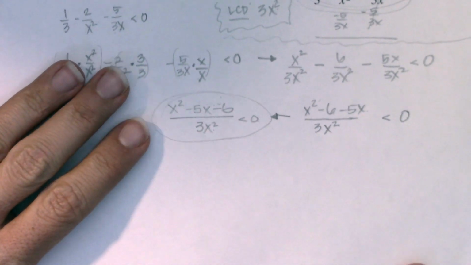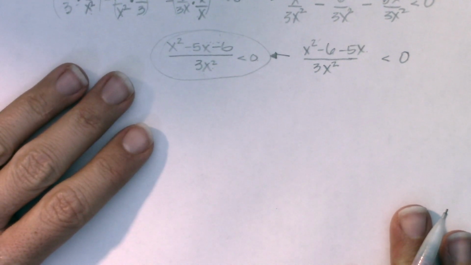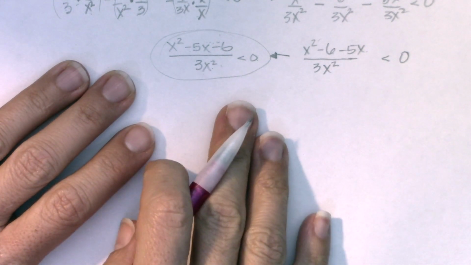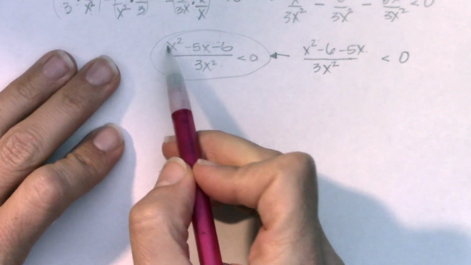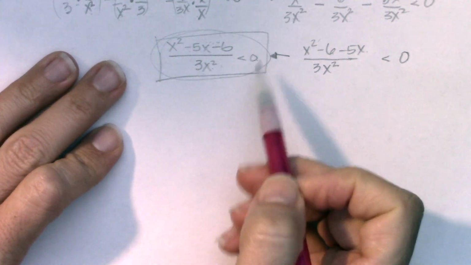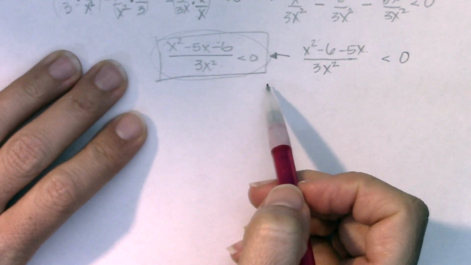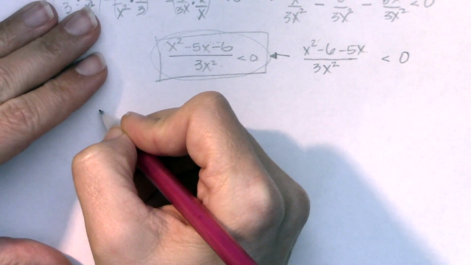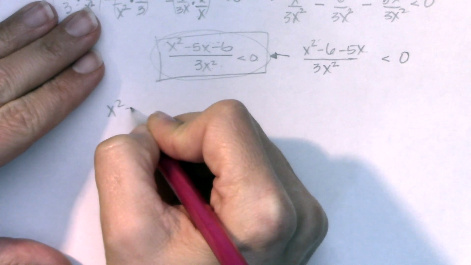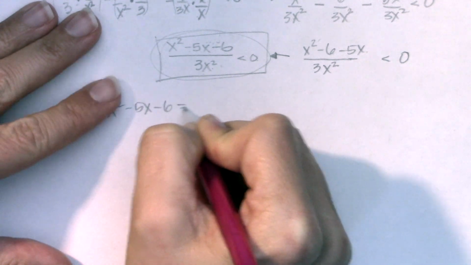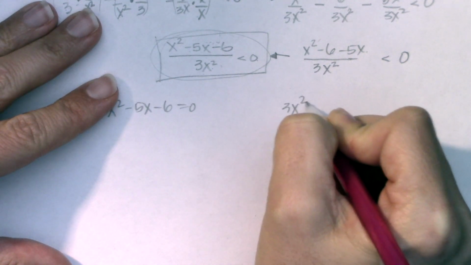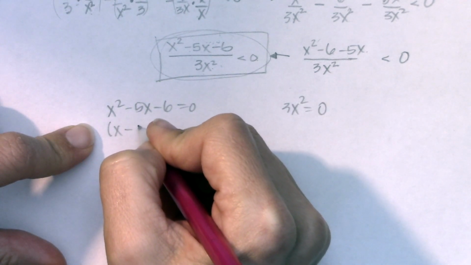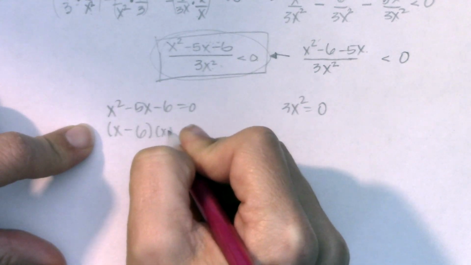So let me scooch this up just so we can move forward with the problem. So I'm going to remember that I have x squared minus 5x minus 6 over 3x squared less than 0. So this is my new rational inequality that I want to start to evaluate. So I'm going to set numerator and denominator to 0, right? So I'm going to set x squared minus 5x minus 6 to 0, and then I'm also going to set 3x squared to 0. Here I can factor. I think we're going to go with x minus 6, x plus 1.